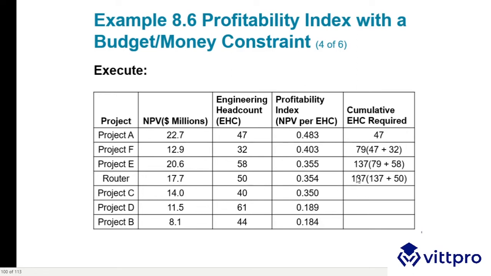So since we have only 190 people, we will not be able to accept projects C, D, and B, which are giving us 14 million, 11 million, and 8 million. Project C is more than project F, 14 million compared to 12 million. But because the profitability per headcount is higher in project F, we will accept that, right?